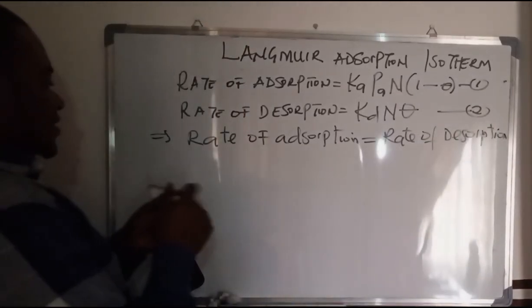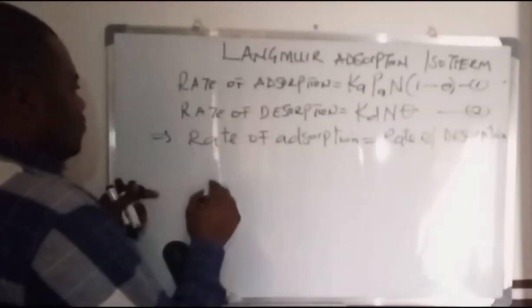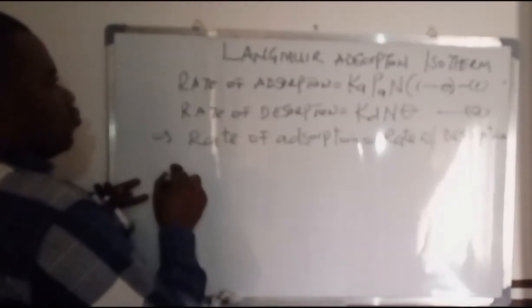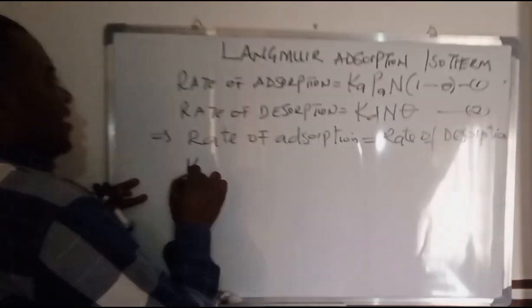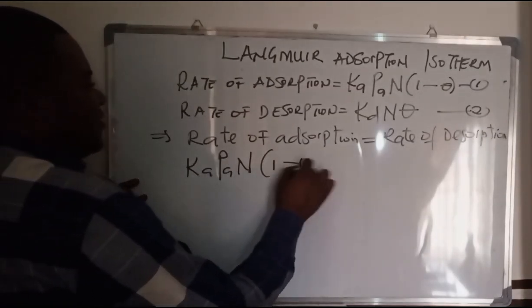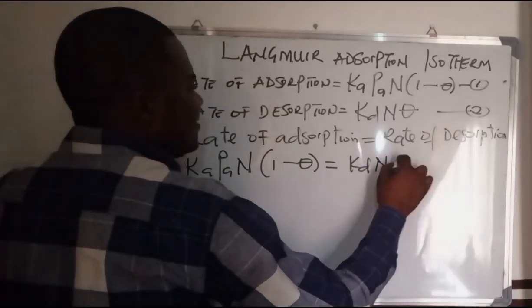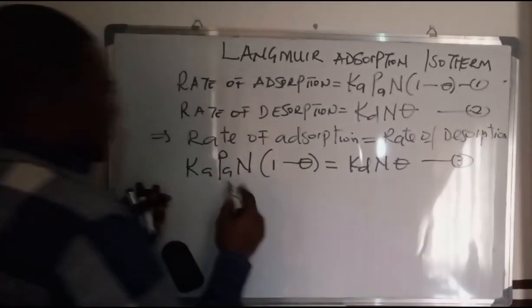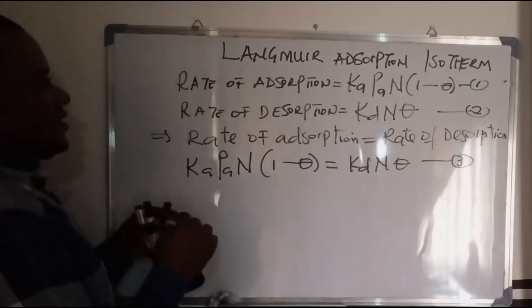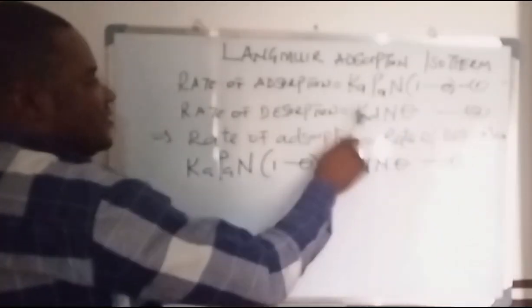Since we say that, that means we can put this and this together. So by doing so, it means that equation 1 and 2 will be equated. So we have Ka PA n (1 minus theta) is equal to Kd n theta. You see, we equate this and this because we had said that rate of adsorption is equal to rate of what? Desorption. So we equate this and this.